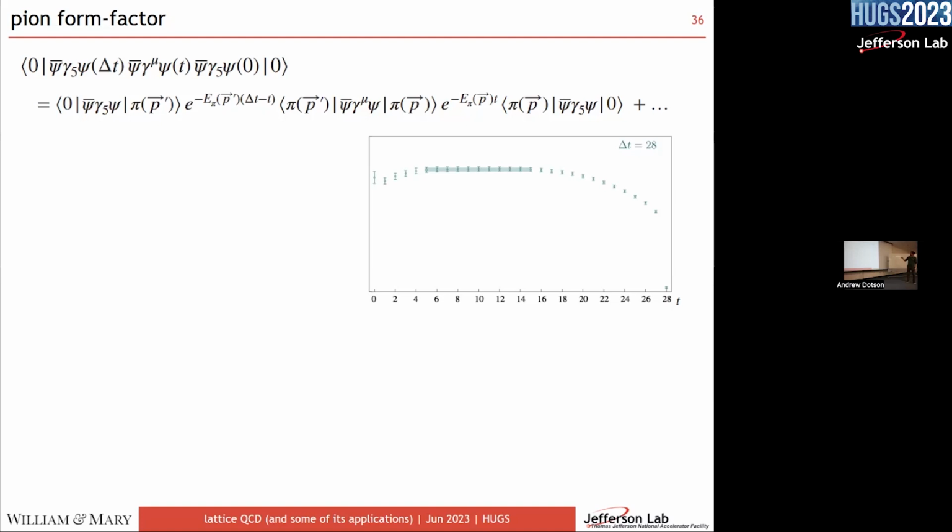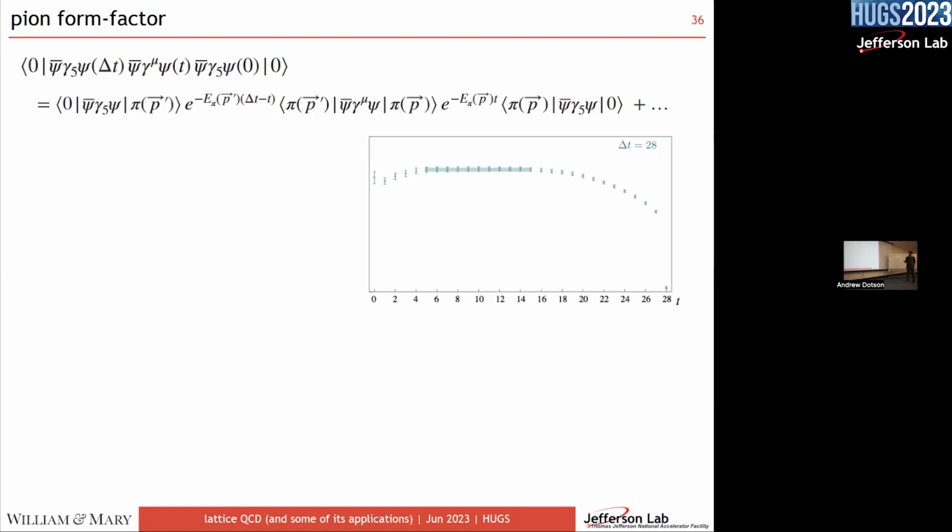And what you can see is it has a flat region in the middle. So there is indeed a region where we propagate far enough away from 0 that practically all the excitations of the pion have exponentially decayed away. And similarly from 28 at the other end, and there's a region where we're left with just the pion in the middle. And we can fit that, and that will give us this matrix element. So in this case, the ellipses in a sense don't matter because we can see that we don't need to consider them. We can just ignore them because they've decayed away.